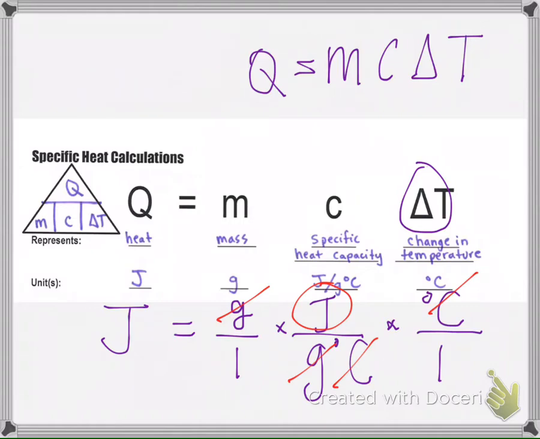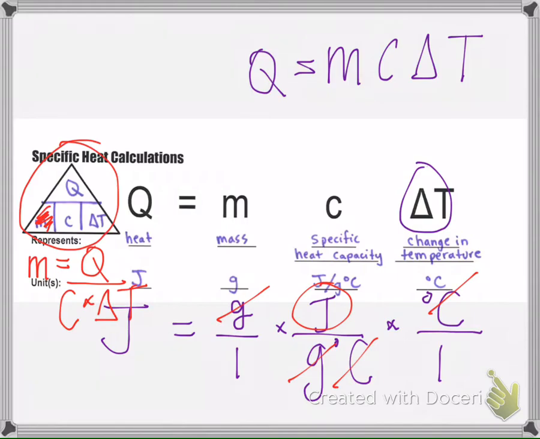Another thing that helps students with this equation is this triangle here. How to use the triangle is, if you're solving for something, you just cover it up, and then the triangle tells you what to do. For example, if I want to find mass, I'm going to do Q divided by specific heat times the change in temperature.